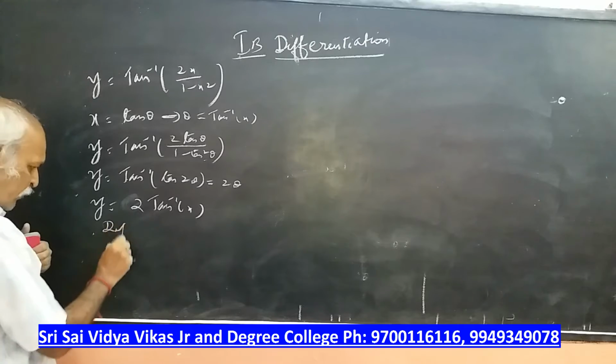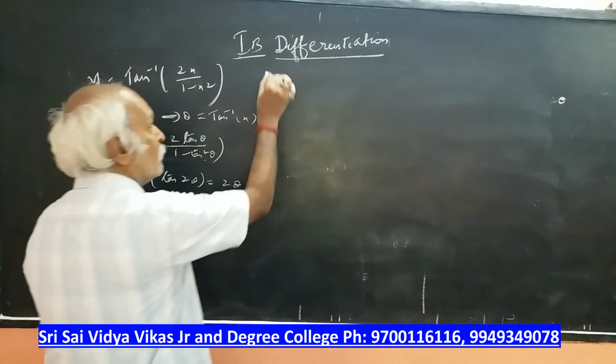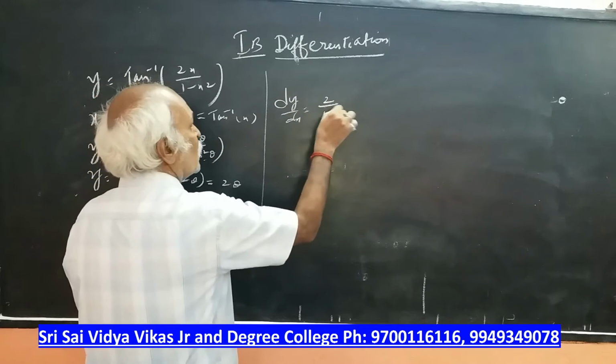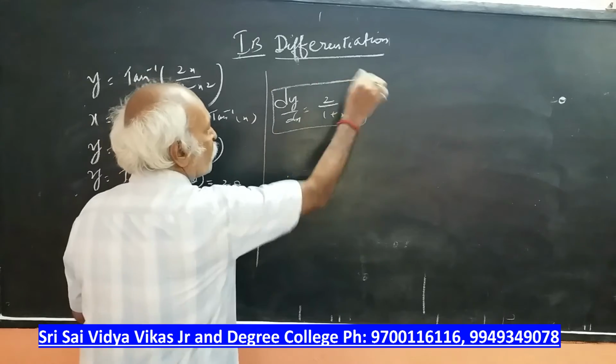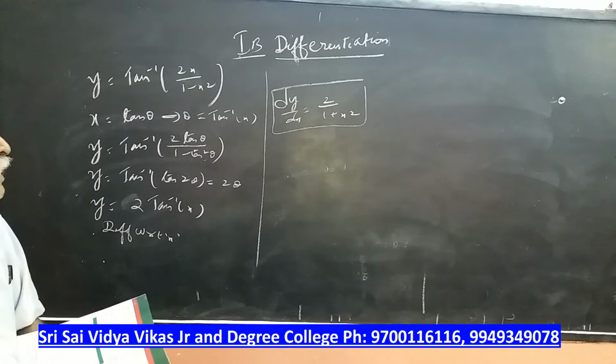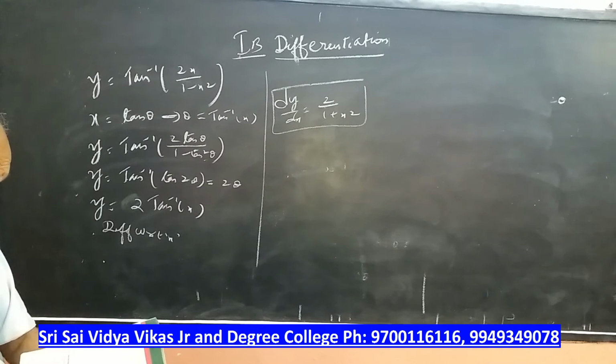Therefore, differentiate with respect to x. So, the same derivative will come. All these three problems have the same answer, sir: 2 by 1 plus x square. Observe here, by substitution we are changing the complete formula. That's why I said these are very, very important, sir. Next one.